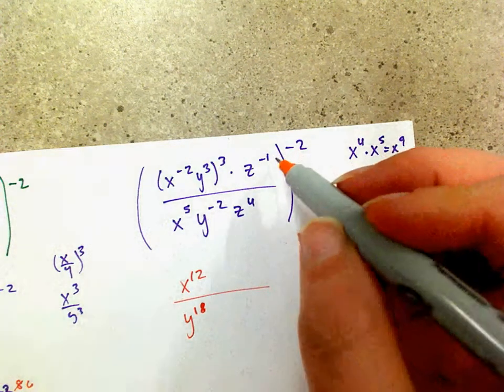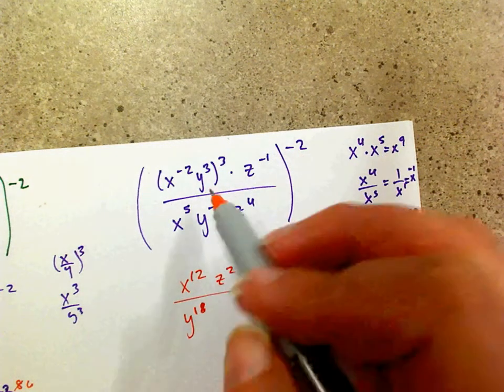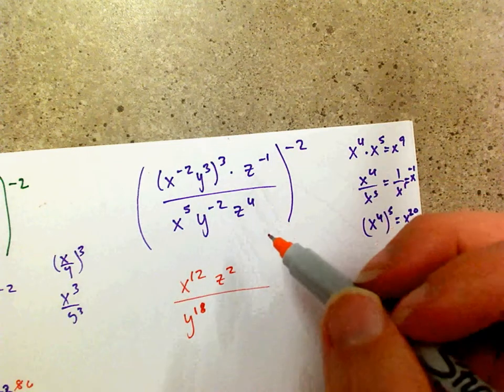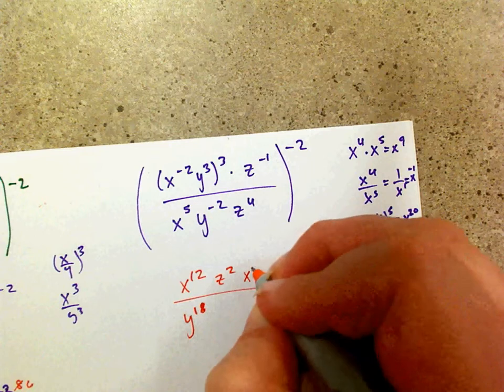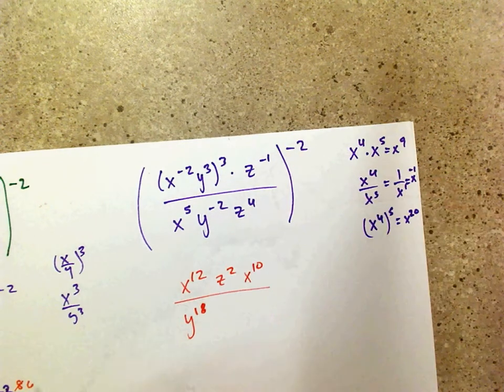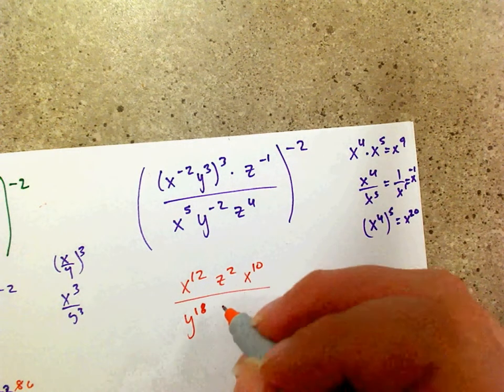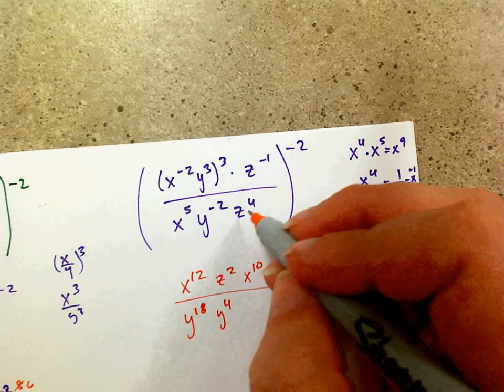Okay, x to the fifth to the negative second is x to the negative 10th, so if that's in the denominator, belongs on the top. Y to the negative second to the negative second is y to the negative, or positive 4, so it belongs in the bottom. And z to the 4 to the negative 2 is z to the negative 8. If it was in the bottom, now it belongs on the top.